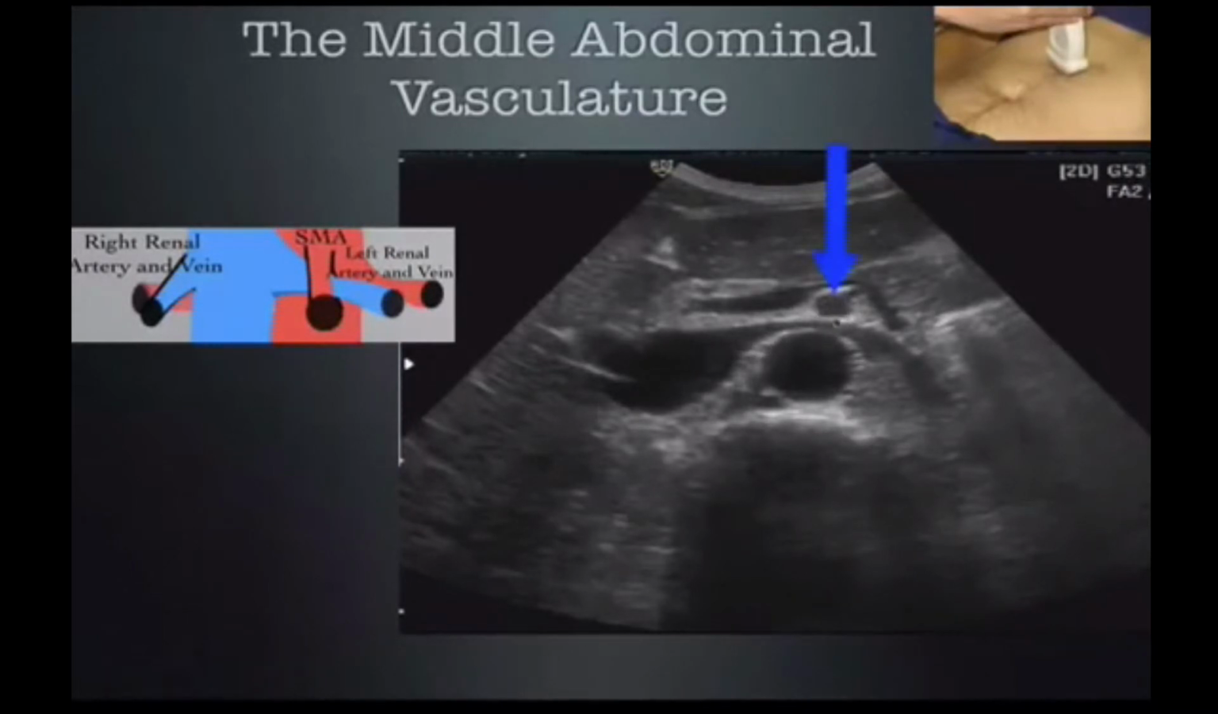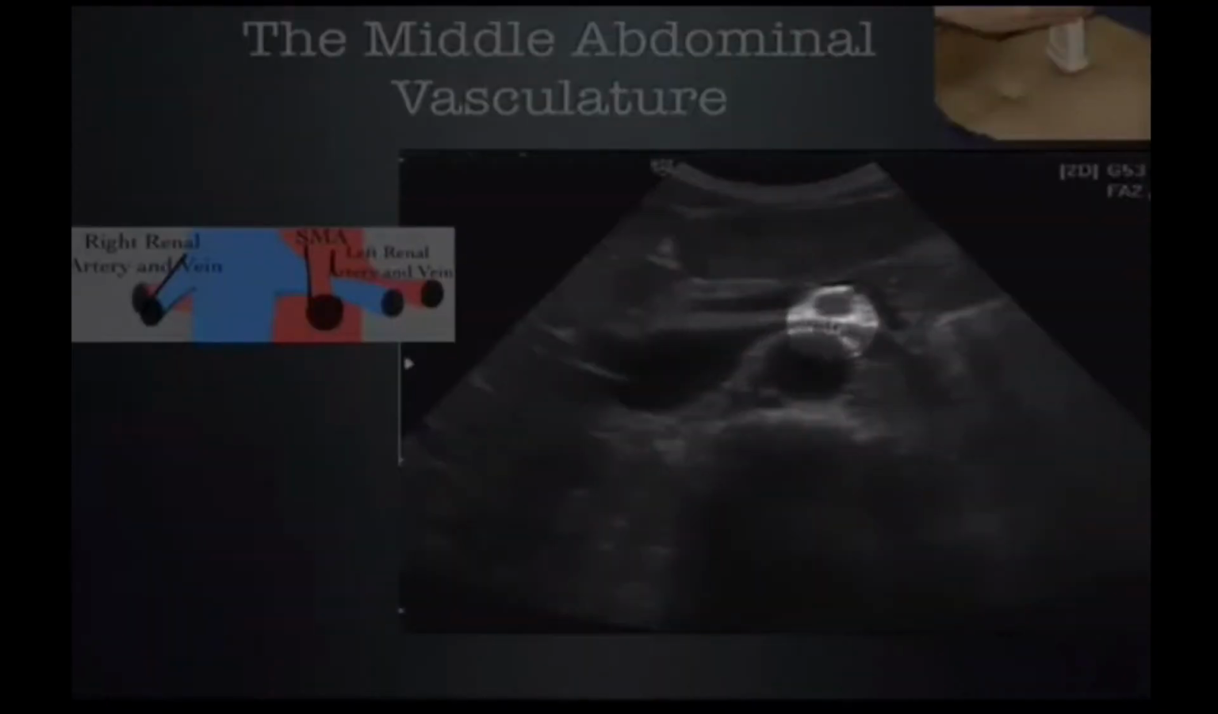This is going to be the superior mesenteric artery, the second major branch off of the aorta. And the superior mesenteric artery generally has a hyperechoic connective tissue that outlines it, and you can see that right here. Running between the superior mesenteric artery and the aorta is going to be your left renal vein, and we can see that moving between the aorta and the SMA right here.